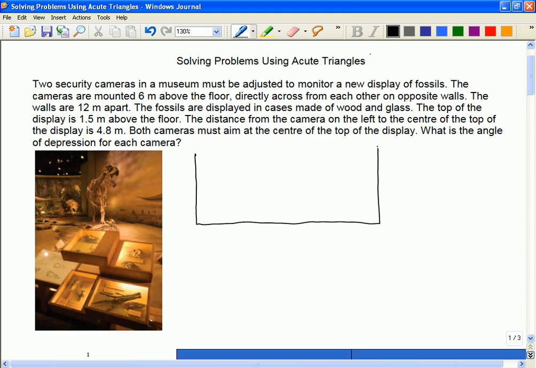So here's my view of the room, and it says the cameras are directly opposite each other. So I'm going to say there's camera 1, there's camera 2, and it tells me they're 6 meters above the floor. So all the stuff that I just read is now represented in my picture, so there's a lot less for me to work with. We'll do the same thing as we keep going. We'll read it as shortly as we can, and then we'll add to the diagram. So it says the walls are 12 meters apart, which means this distance here in my picture is 12 meters.